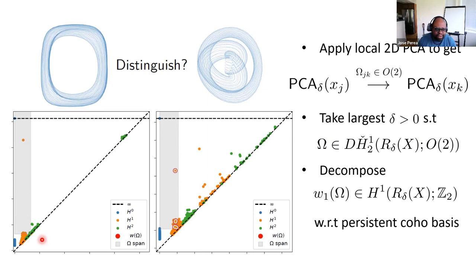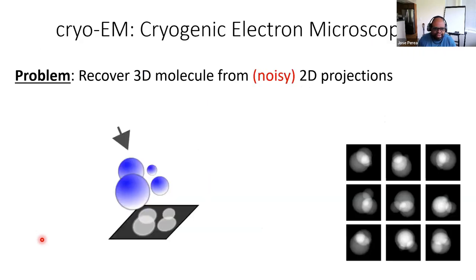Okay. Let me give you one more example. And this is from computational chemistry, the problem of cryogenic electron microscopy. So the idea is that you have some molecule and you're taking a bunch of photos of it from random directions. The photos are noisy, and what you want to do is reconstruct the molecule from the noisy photos, okay? So the first problem is noise. So what you want to do is denoise the images, okay? You want to denoise the two-dimensional photos. So how do you do that?